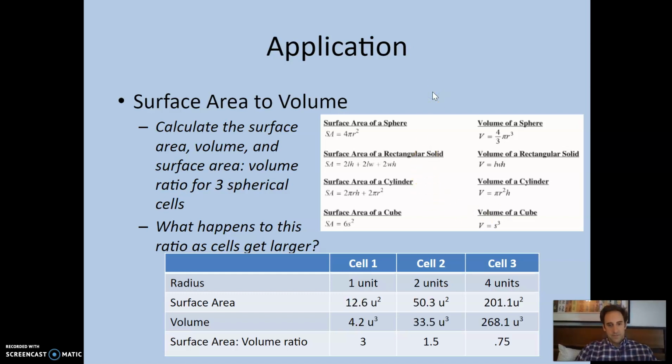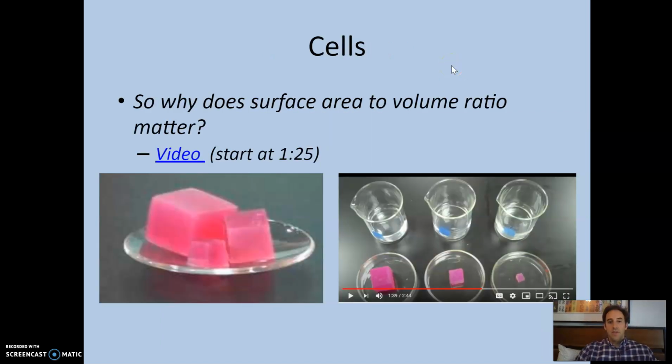Here's the answers. Okay. Now, the question here is what happens to this ratio as cells get larger? Well, you'll notice that as the cells get larger, the surface area to volume ratio gets smaller. That becomes significant. Why? Well, I've got a nice little video clip here, and if you have the slideshow, I think it's worth watching, but for this purpose, I'll just give you the gist.